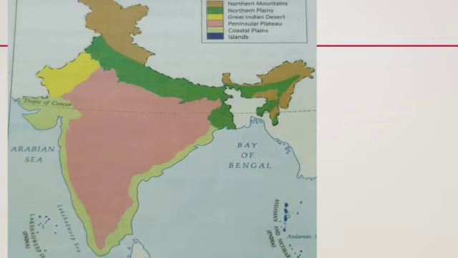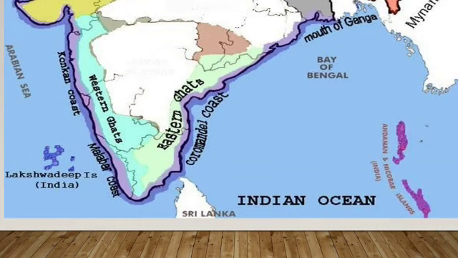India has beautiful coastlines on both sides, the Eastern Ghats and Western Ghats. The coastal plains occupy the land between the Western Ghats and the Arabian Sea in the west, and the land between the Eastern Ghats and the Bay of Bengal in the east.